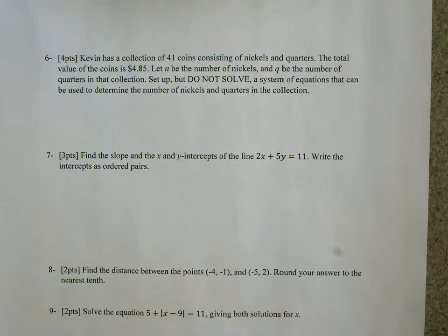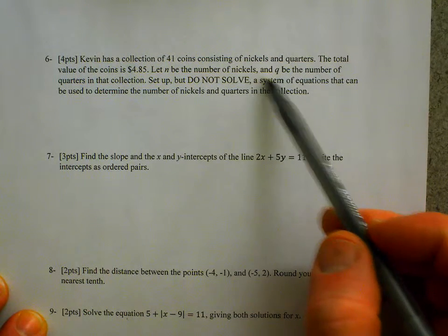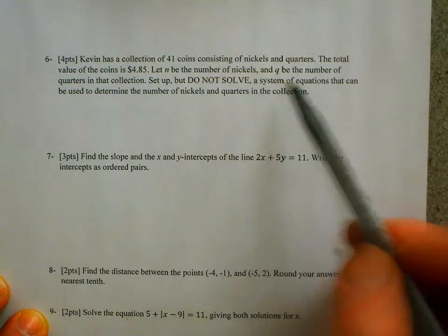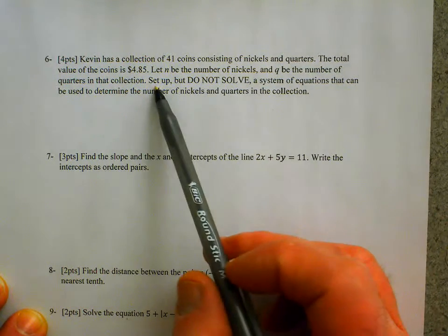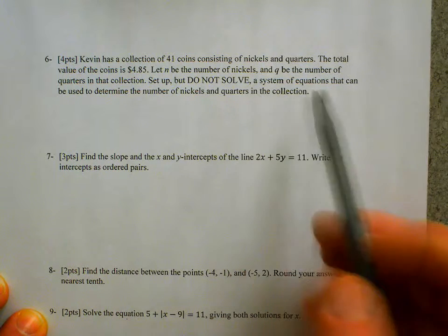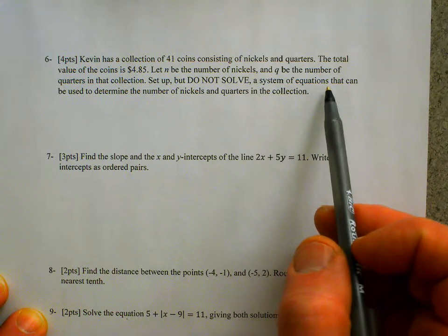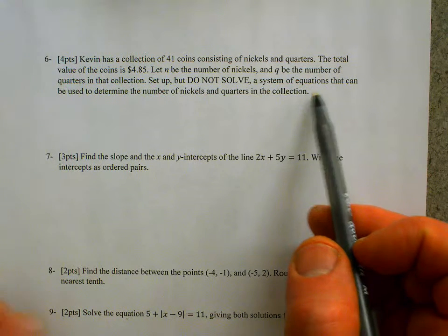Yeah, this one, a word problem. It says Kevin has a collection of 41 coins consisting of nickels and quarters. The total value of the coins is $4.85. Let n be the number of nickels and q be the number of quarters. Set up but do not solve a system of equations that can be used to determine the number of nickels and quarters in the collection.